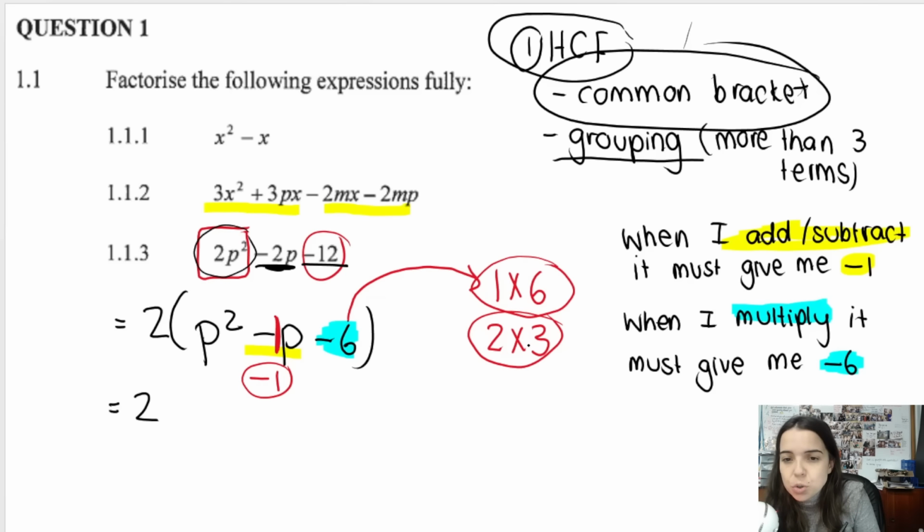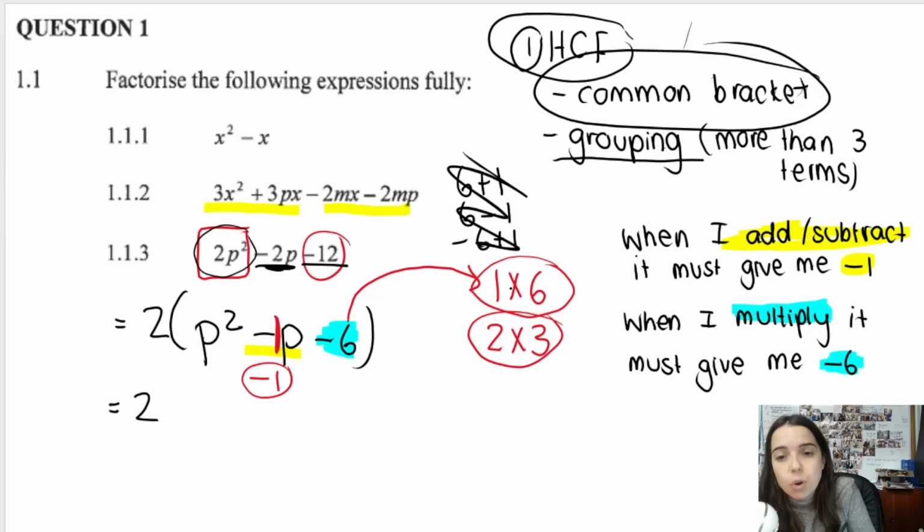Now I need to choose one of these pairs. In no way will 6 and 1 get me negative 1. You can't say 6 plus 1, you can't say 6 minus 1, you can't say negative 6 plus 1. It's not going to work. So 6 and 1, not an option. But 2 and 3, if I manipulate those numbers, can give me negative 1. Now think carefully, this is the way that I do it.